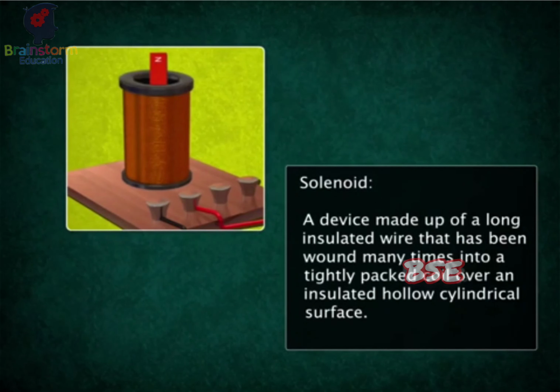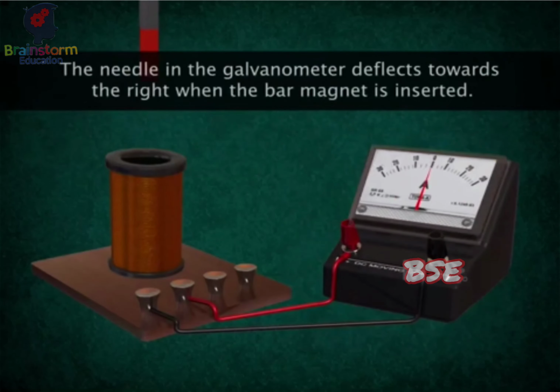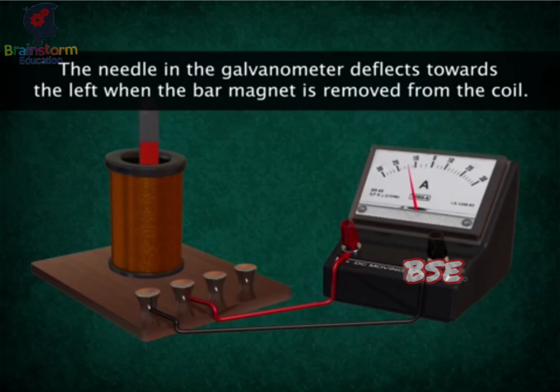Faraday made a solenoid of a large number of turns of copper wire and connected the ends of the wire to a galvanometer. There is a deflection towards the right in the galvanometer when the bar magnet is inserted into the coil. There is a deflection in the galvanometer towards the left when the bar magnet is removed from the coil.